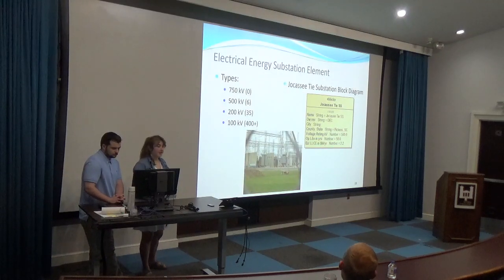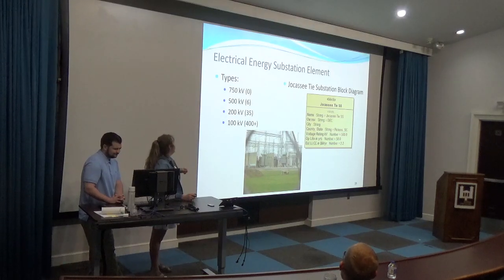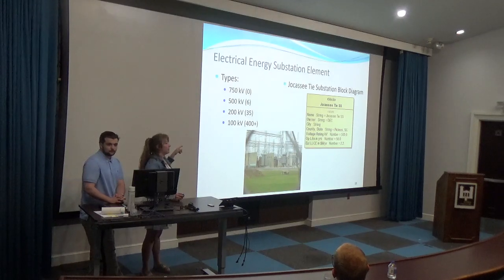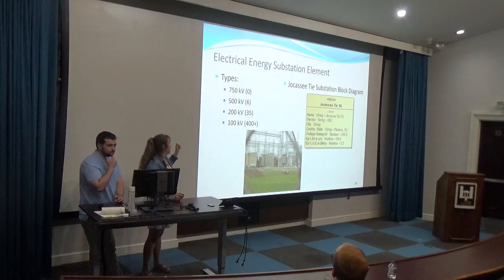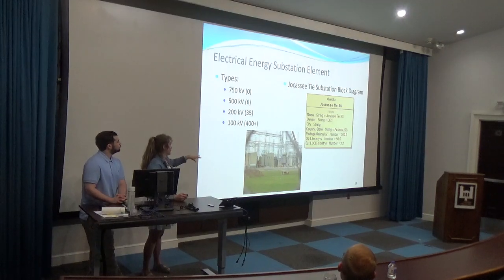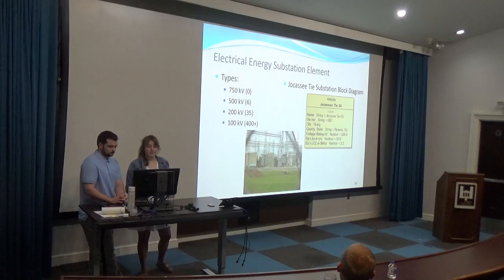Then we have the energy substation element, the other half of my baby. So again, no 750. We have 6 500 kilovolt, 35 200 kilovolt, and 100 kilovolt lines, or 400 plus 100 kilovolt lines. One thing you might know is that for substations, a 500 kilovolt substation can have transmission lines of both 200 and 100 kilovolt lines running through it, but a 100 kilovolt line cannot service anything higher. So if it's a higher voltage, it cannot run through you, which is why 200 kilovolt has 35, because some of those 500 kilovolt substations also service those as well. And then we have a picture of a substation, and again, one of those block definition diagrams.